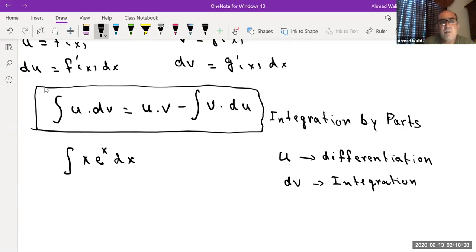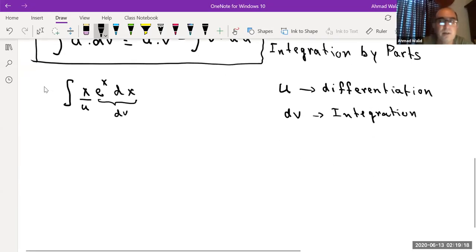For example, in this problem, x, I will choose x as a u because I know easily what is the derivative of x. And I'll use e to the x dx as a dv because I know the integral of e to the x, correct? How to choose this? With a lot of practice, you will learn which one to choose as a u, which one to choose as dv. But let's make it easier for you, correct? It's not in your book.